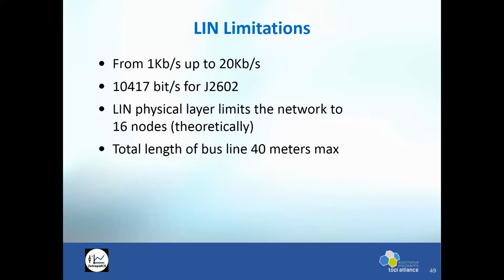Okay, so some limitations on LIN. 1 kilobit per second up to 20 kilobits per second, that's pretty slow. Like I said, 10.417 kilobits per second for J2602. And then the LIN physical layer limits the network to 16 nodes theoretically. I talked about that earlier, about the bus impedance and all that. And don't forget the master counts as a node because it can be a slave as well. So it can send out the master header, but it can send out slave data as well. And then the total length of the bus line is 40 meters max.